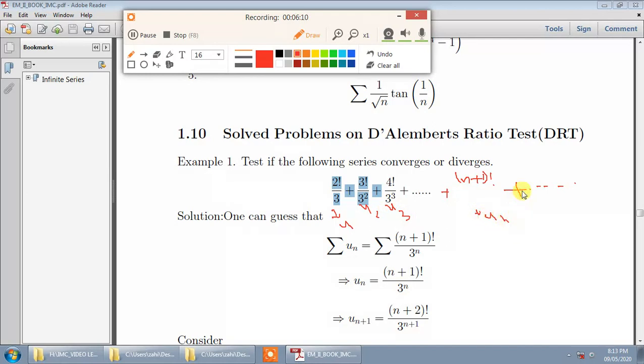The first term's denominator contains 3, the second term contains 3 square, the third term contains 3 cube. So you will observe that everywhere we have 3: 3 raised to 1, 3 square, 3 cube. For the nth term we have 3 raised to n. So un is n plus 1 factorial divided by 3 raised to n.